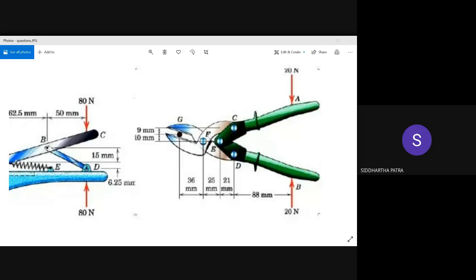Those who have solved this can actually confirm that, for the member GFC, at first I take moment about F. So that would be involving the force, and of course I do not know the force at G right there. So there is still an equation, but that involves the force at G. So Cx and Cy are still not solved.